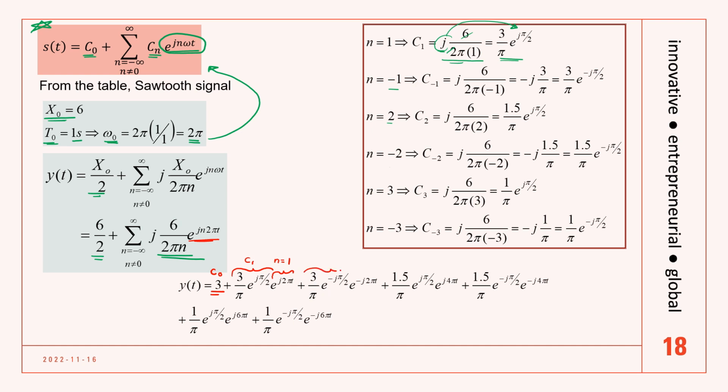This is C -1, and this is when your n is equal to -1. The same goes for the next: this is C 2, when n is equal to 2, and this is C -2, when n is equal to -2. And this is your C3, when n is equal to 3, and this is your C -3, when n is equal to -3.